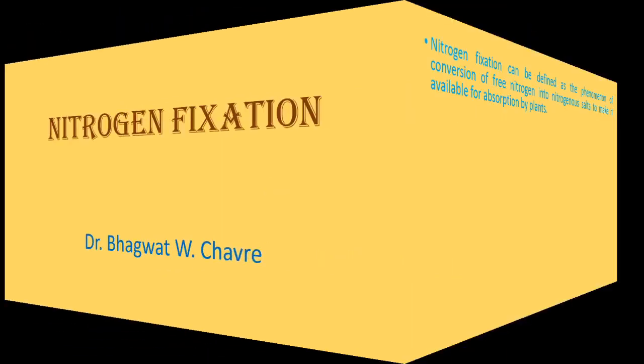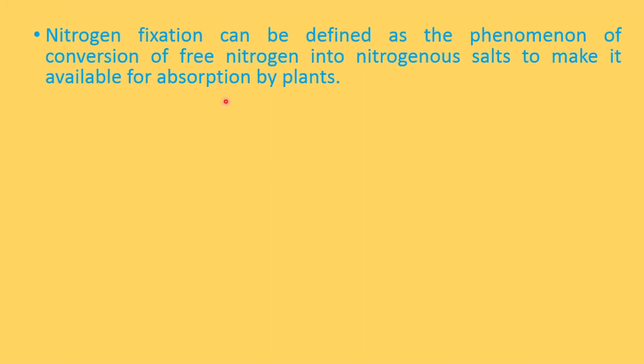So let us start. What is the process of nitrogen fixation? Nitrogen fixation can be defined as the phenomenon of conversion of free nitrogen into nitrogenous salts to make it available for absorption by plants. As I have told you, this free nitrogen is present abundantly in the atmosphere, in the air, but it cannot be absorbed by the plant. So it should be converted into nitrogenous salts and absorbed by the plants. This particular phenomenon is known as nitrogen fixation.